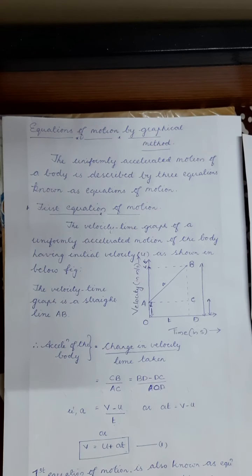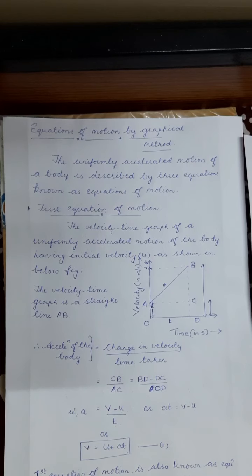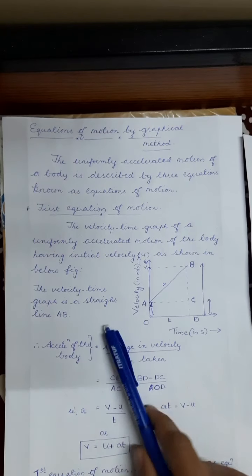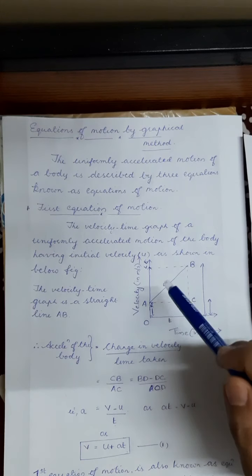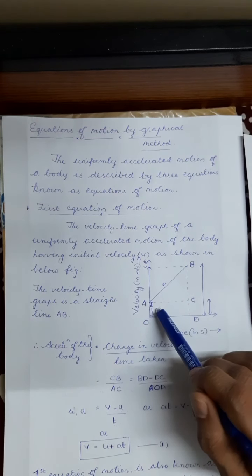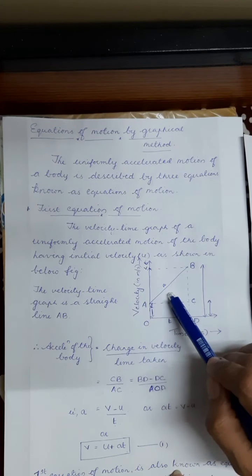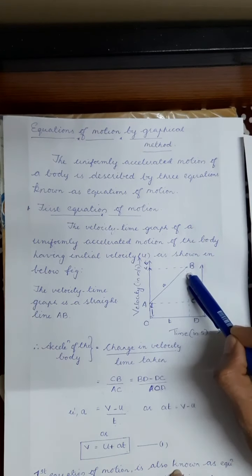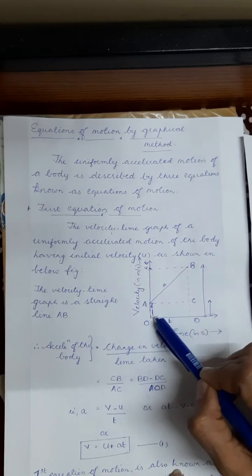So the next topic is equations of motion by the graphical method. From the graphical method we are going to derive three equations of motion. For that we are going to consider a velocity time graph, and here the velocity time graph is for uniform motion. Here the object is already moving with some initial velocity, which we learned in our previous class. So the straight line will be our graph, but it does not start from the origin, right? Here it has some initial velocity.